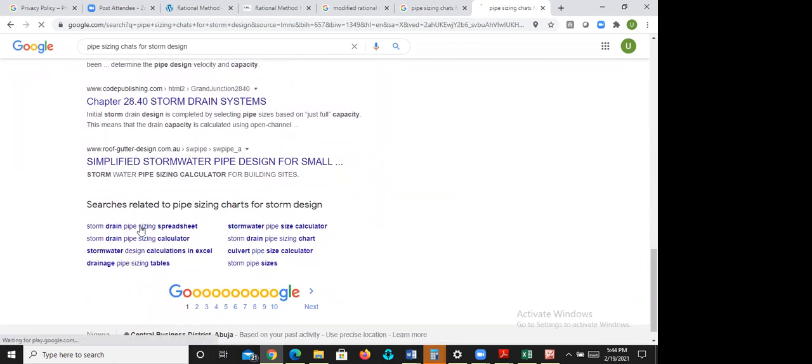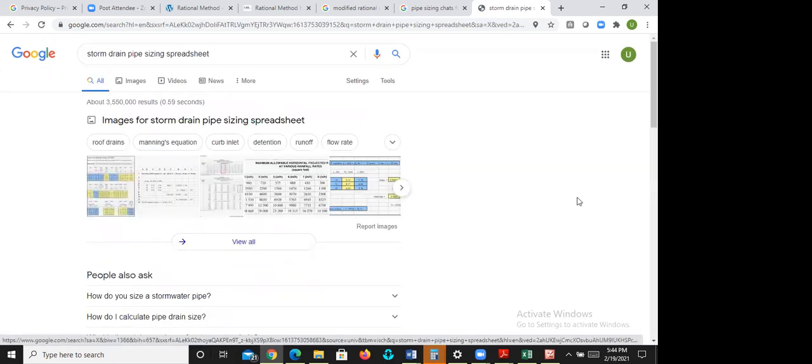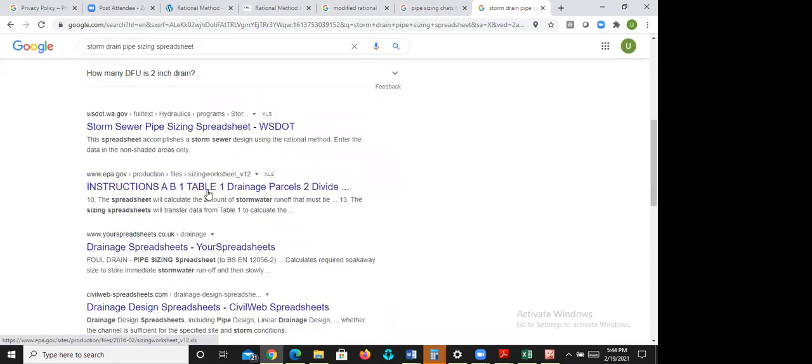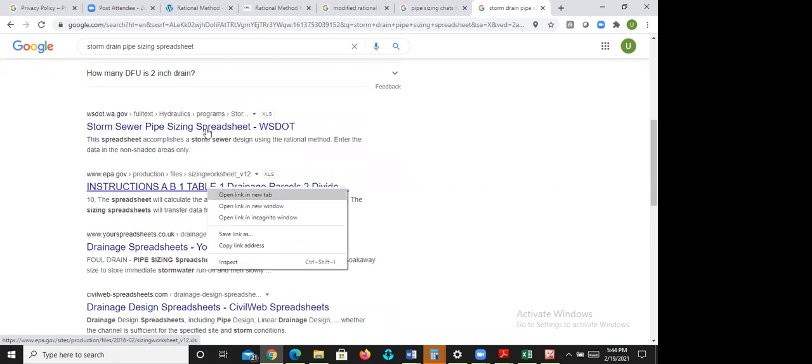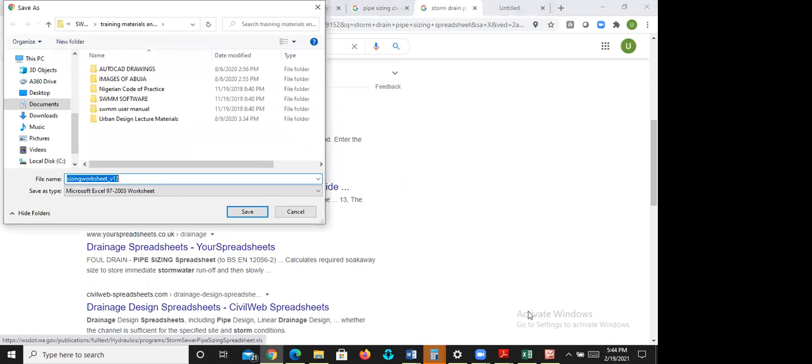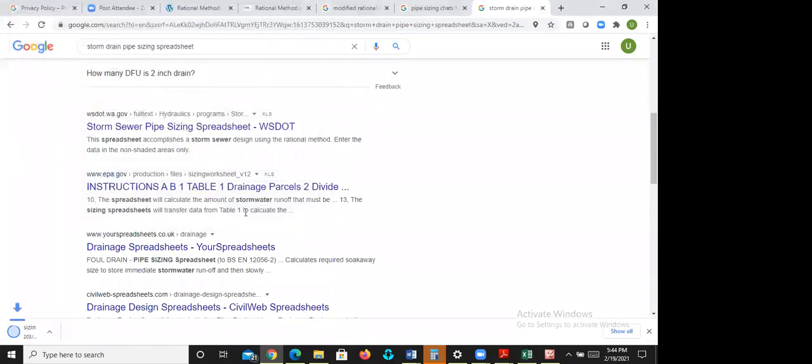Spreadsheets, storm drain sizing in spreadsheets. You'll find something, but unfortunately we can't be doing it while on this train. So let me go back to the charts again. Spreadsheet, are you serious? Let me see what they have. It could just be a template, which I told you that if you go online, you see a lot of templates, but the good thing is that we're able to develop our own here and now, and it was cool.